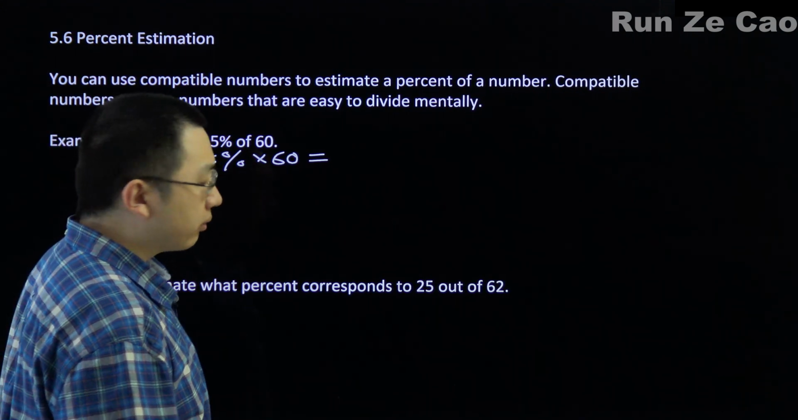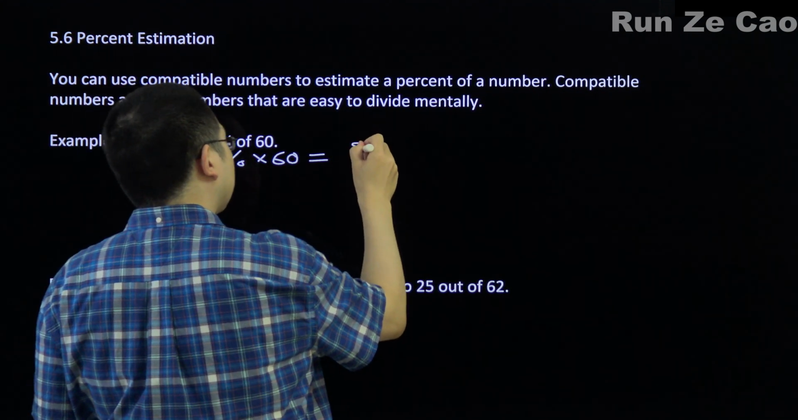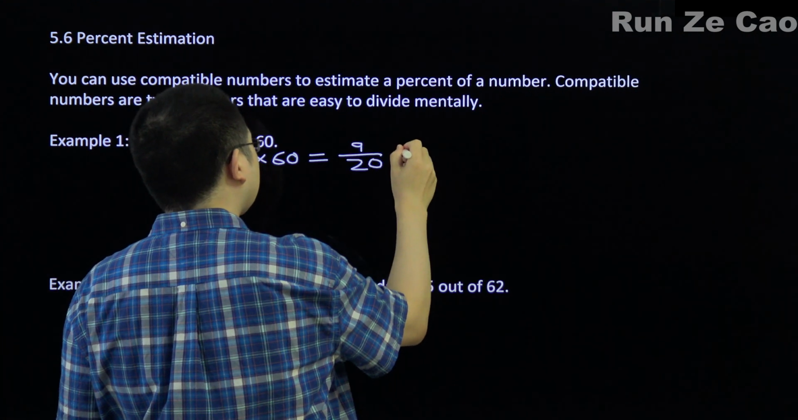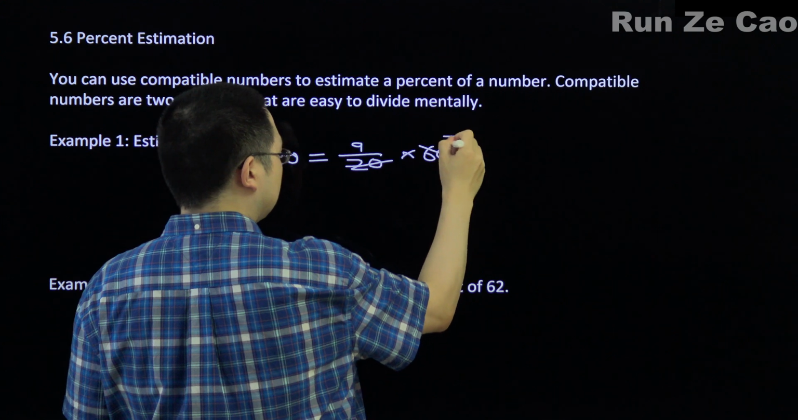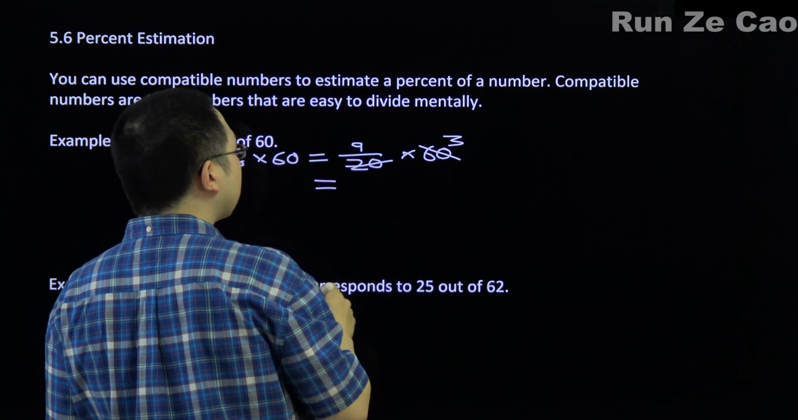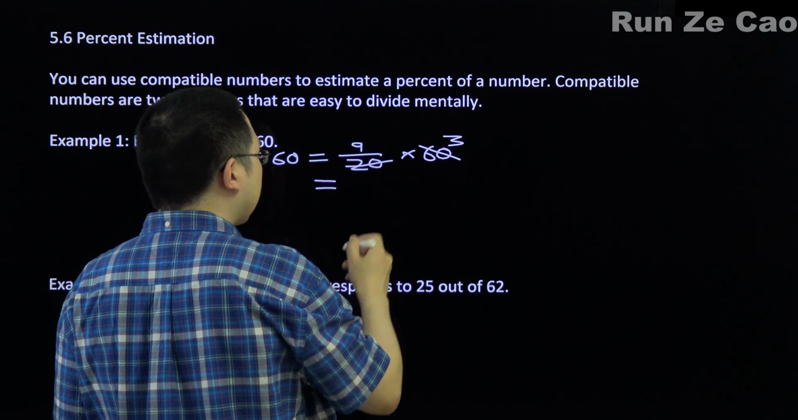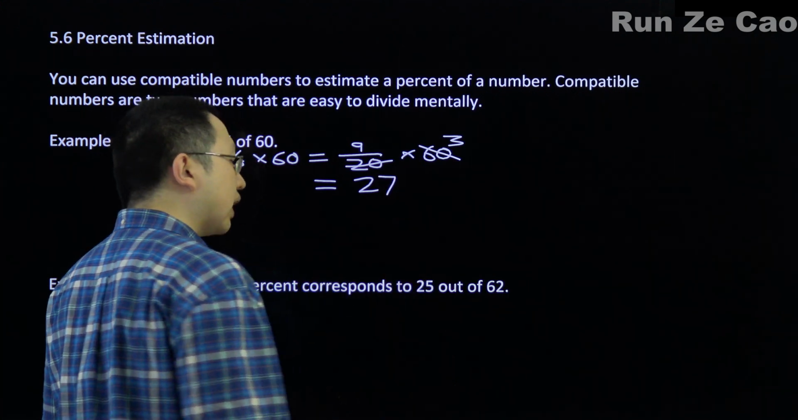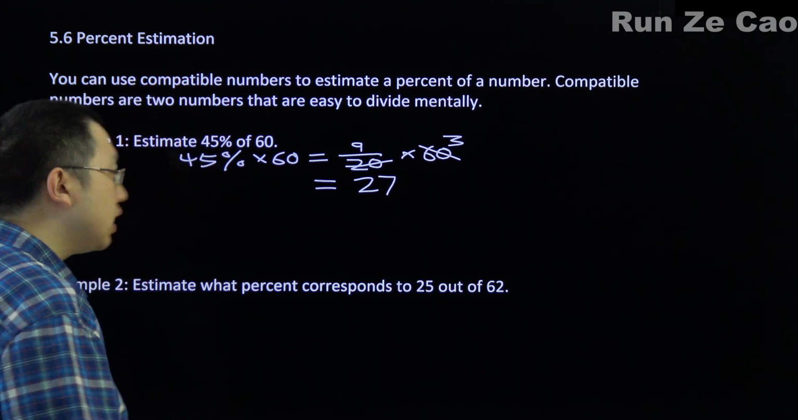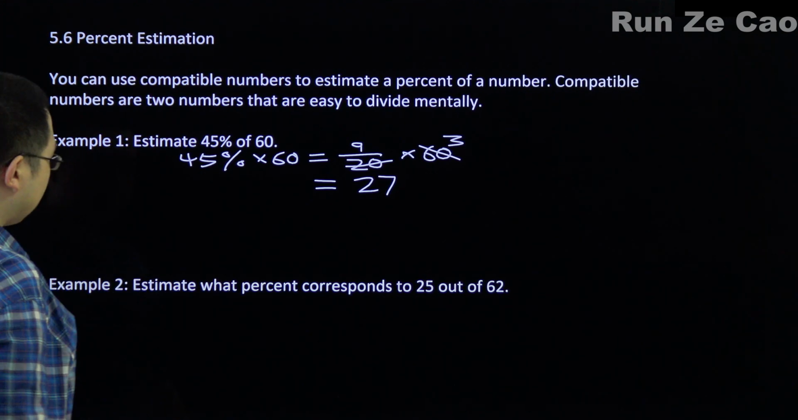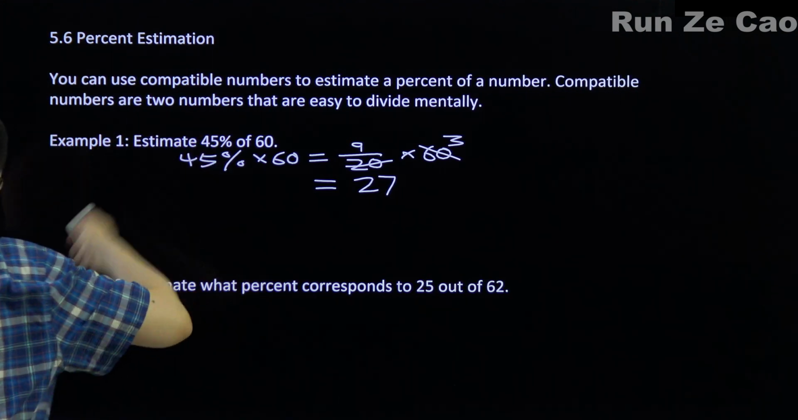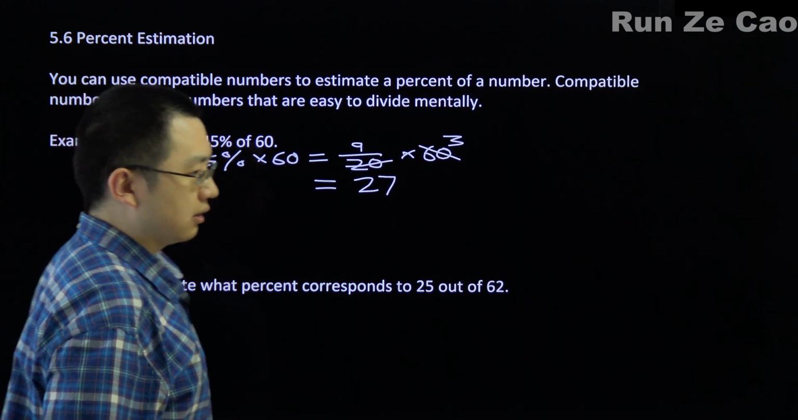guys, 45% is 9 over 20. Okay, times 60. You're canceling. And you end up with 3 by 9 is 27. What else could you have done? You could have gone, oh, it's 50% times 60 minus 5% times 60.